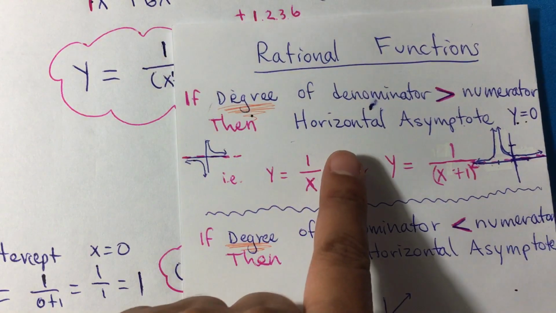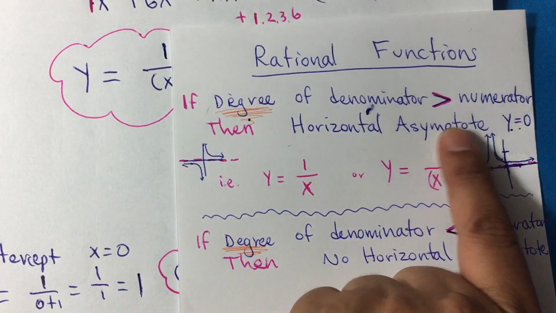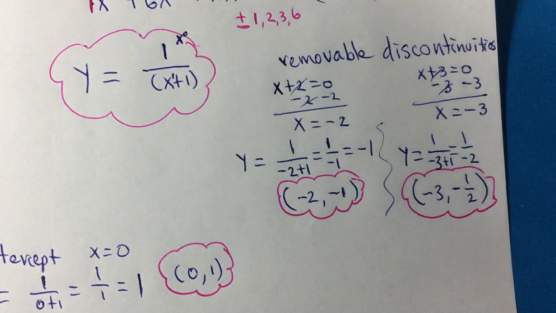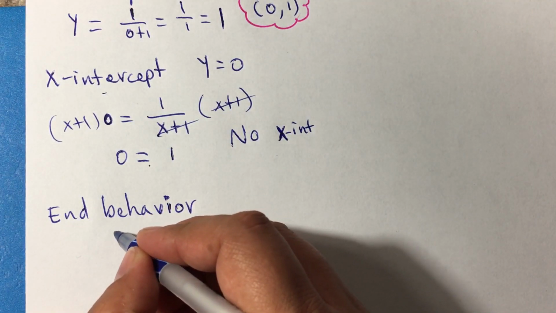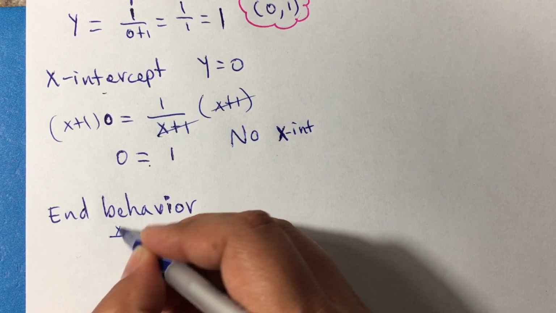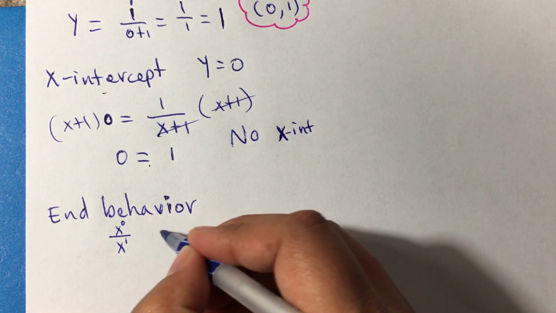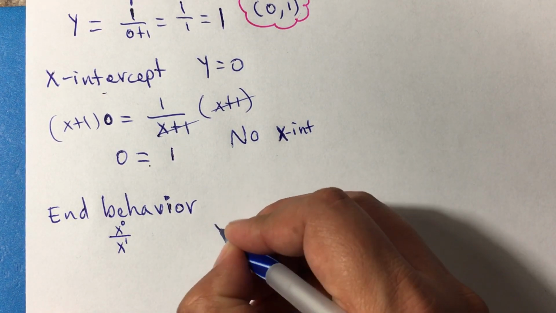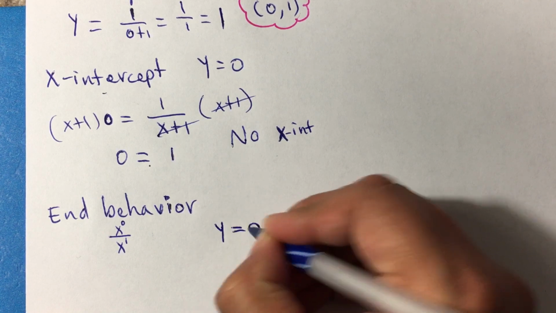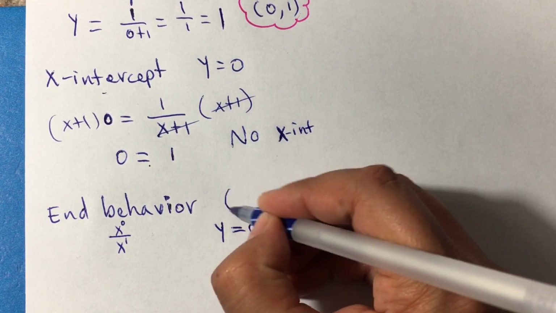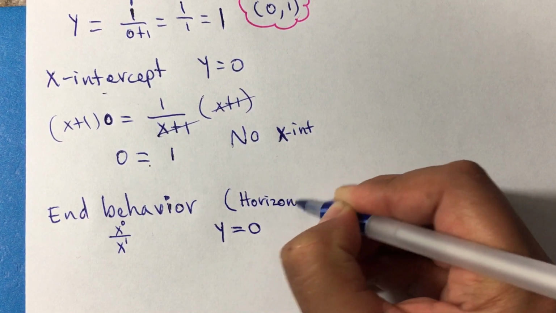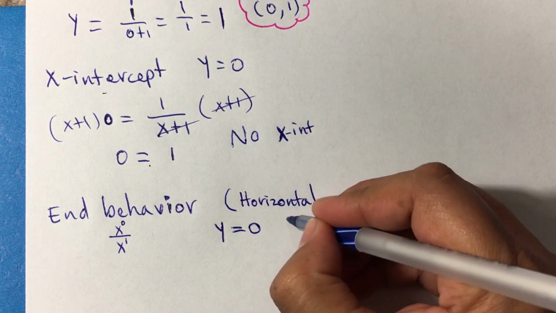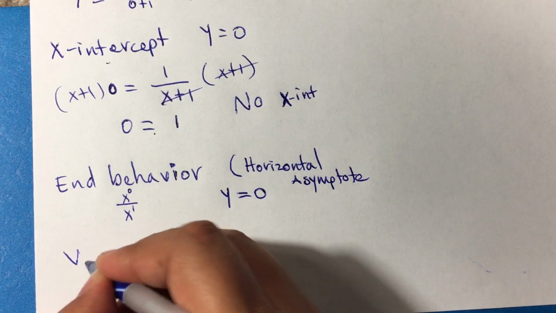So the degree is bigger or greater in the denominator than the numerator. So what's going to happen? The asymptote is at y equals 0. Okay, so because we have x to the 0 and then x to the 1, this is greater, so y equals 0. The end behavior is the same as the horizontal asymptote.